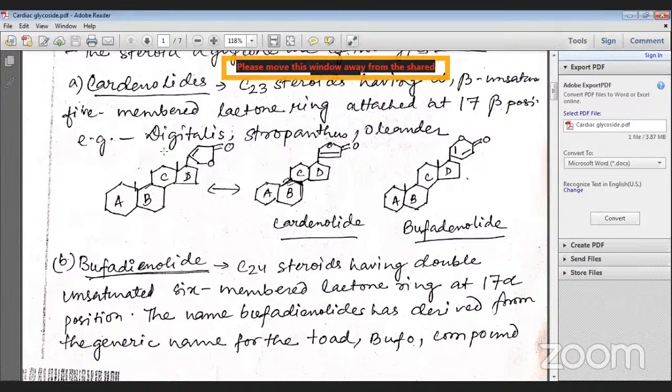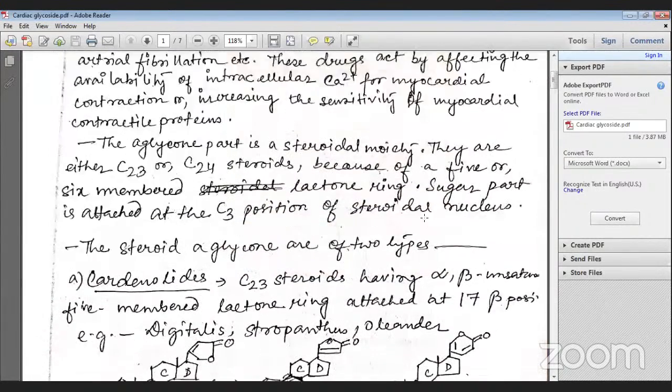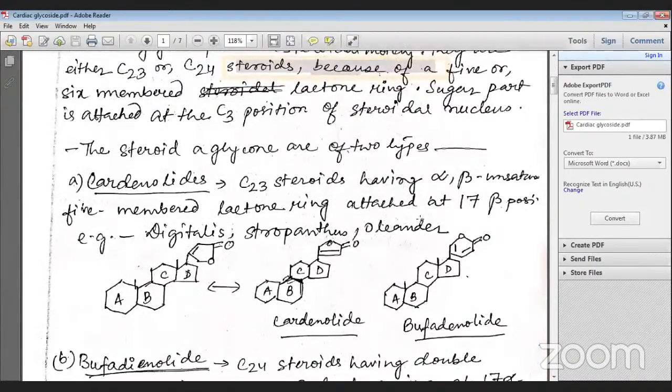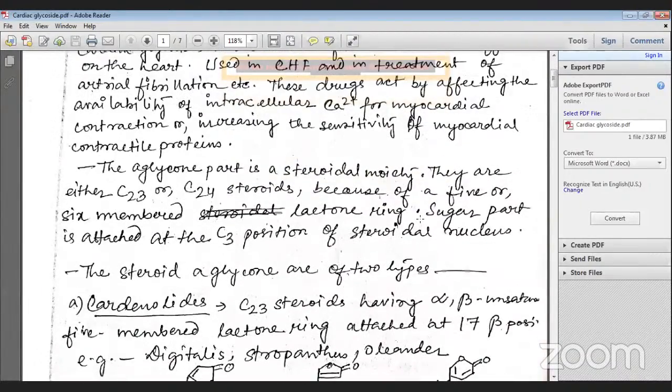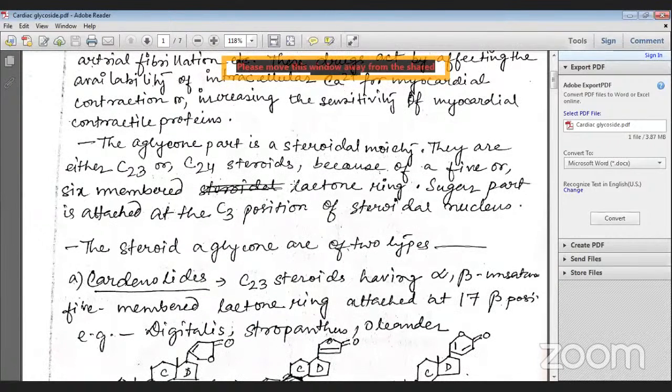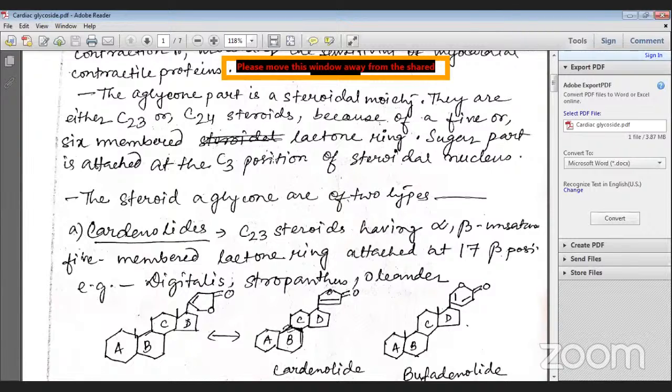As you can see, this is the structure of the cardenolide and this is the structure of the bufadienolide. And one more thing, the main core structure in case of a steroidal glycoside is the cyclopentanoperhydrophenanthrene ring.